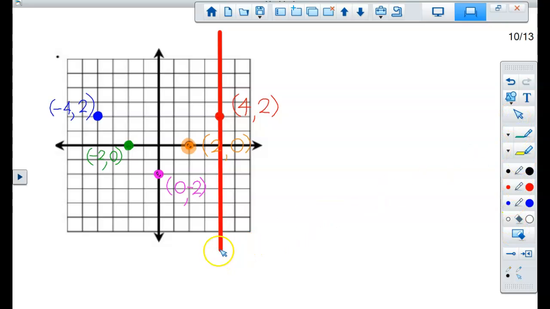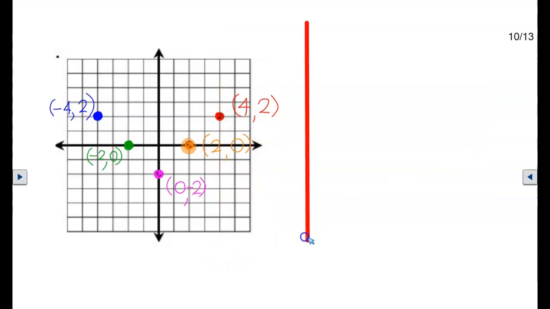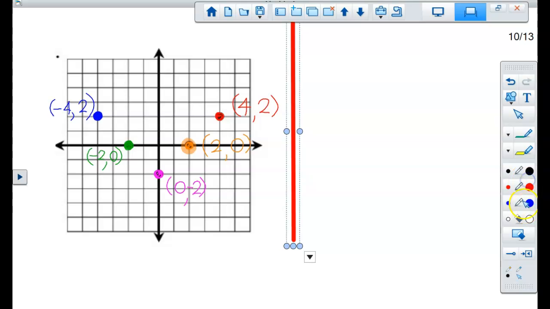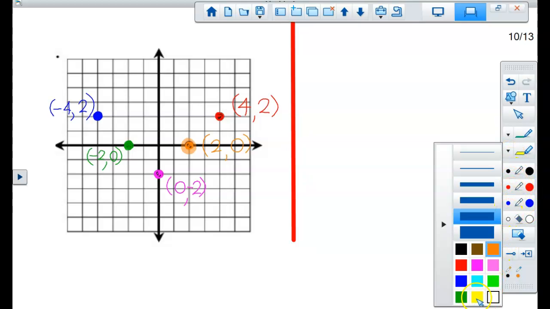Now, I'm going to grab my vertical line and move it off of the grid now so we can look at this a little more closely. I want you to notice that each time I moved my vertical line, I only touched one of the dots at a time. That's a good sign. That means I have passed the vertical line test.